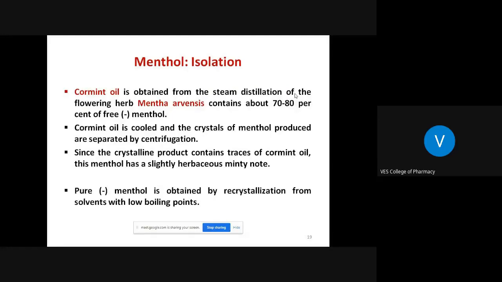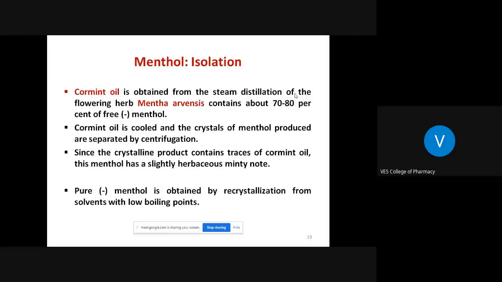There is another variety of menthol, which is obtained from the plant material Mentha arvensis. That particular oil is called corn mint oil. The corn mint oil is obtained from the steam distillation of the flowering herb Mentha arvensis, which contains around 70 to 80% of free menthol. Corn mint oil is also cooled and the crystals of menthol produced are separated by centrifugation. So on cooling, you will get the crystals of menthol and separation is by centrifugation. Since the crystalline product does contain traces of corn mint oil, the menthol has a slightly herbaceous minty note.